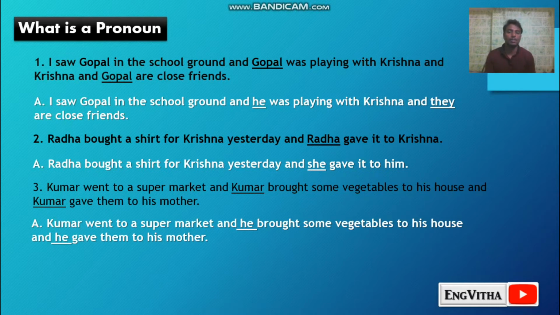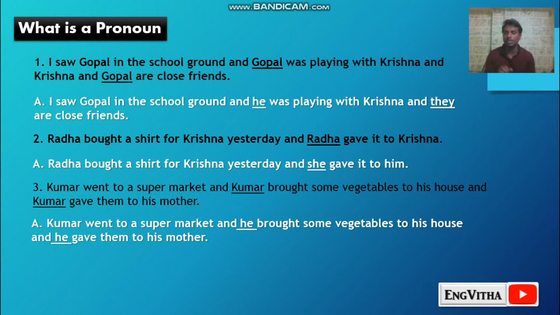He brought some vegetables to his house and he gave them to his mother. So the total sentence is replaced by the pronoun he in place of the noun Kumar. Kumar went to a supermarket and he brought some vegetables to his house. He gave them to his mother.